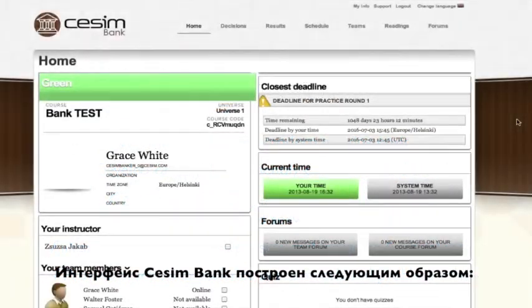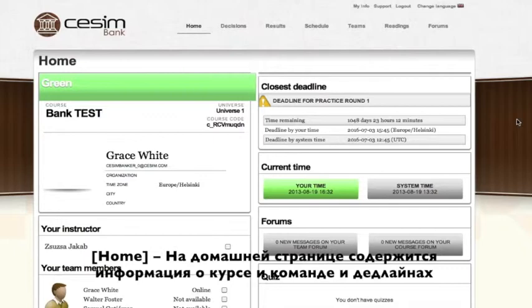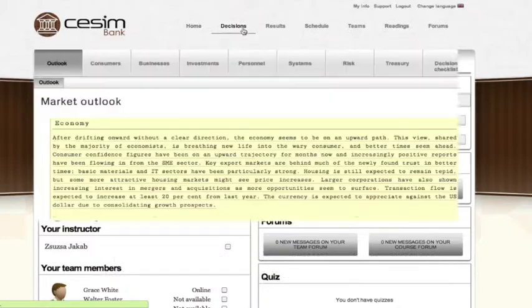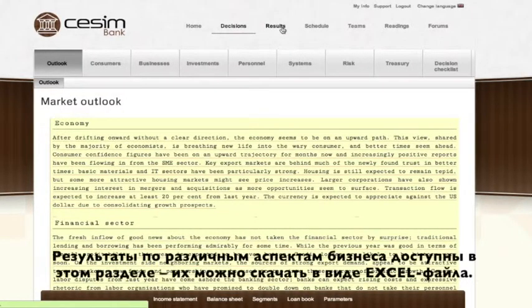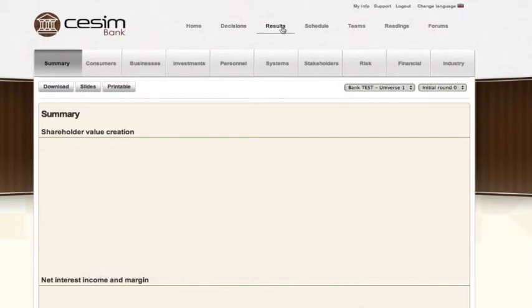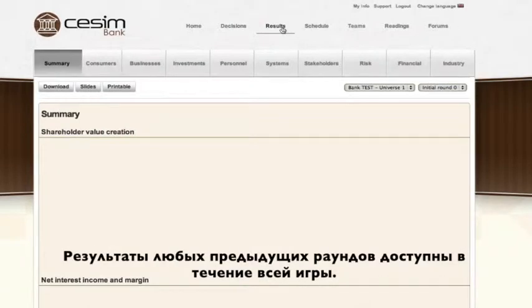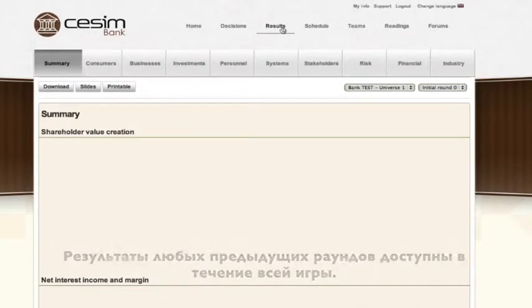The Cesim Bank simulation user interface is structured as follows. The home page has general info about the course and team, plus upcoming deadlines and some basic information about the course. All decisions are made under the Decisions section. Results become visible in this area immediately after each deadline, and are available to download as an Excel file. Previous rounds' results remain visible throughout the course of the game.